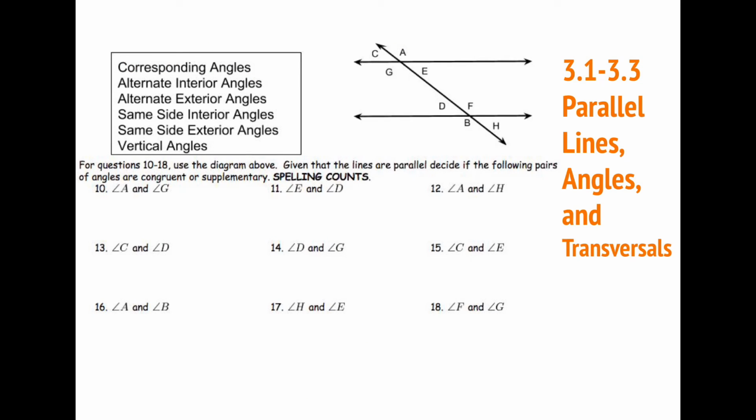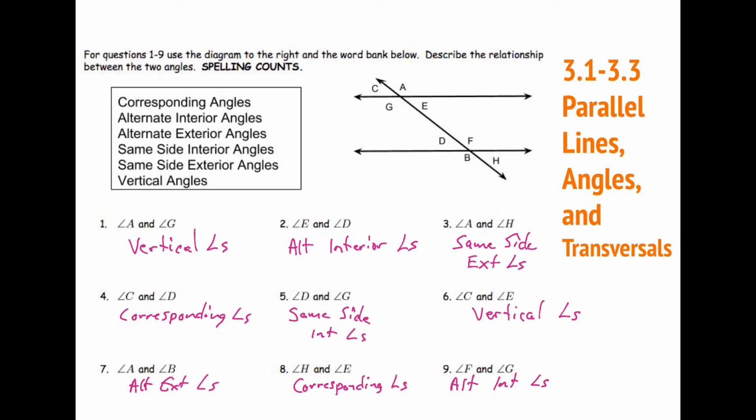Okay, so this next part says, using those same 9 angles you just found, now tell me whether they're going to be congruent or supplementary. So I'm going to go back to this page just so we can write the answers here. So A and G, since they are vertical, are going to be congruent. Go ahead, see if you can find all the other congruent angles that are going to be on here.